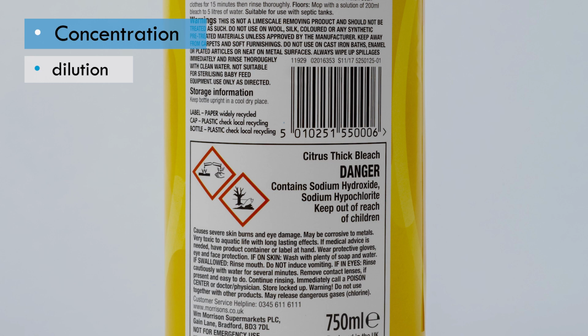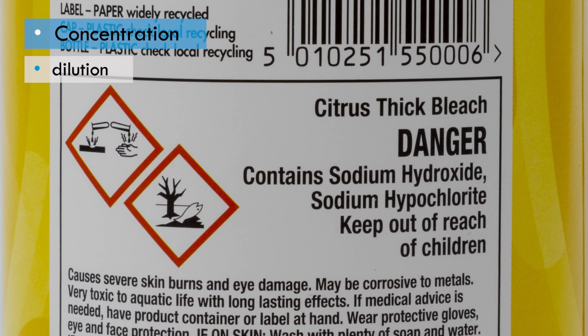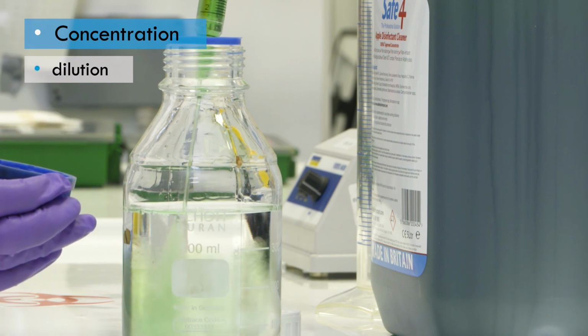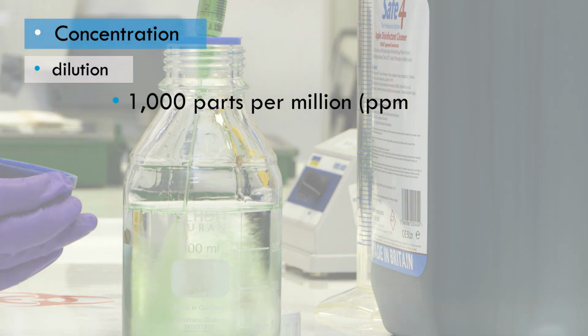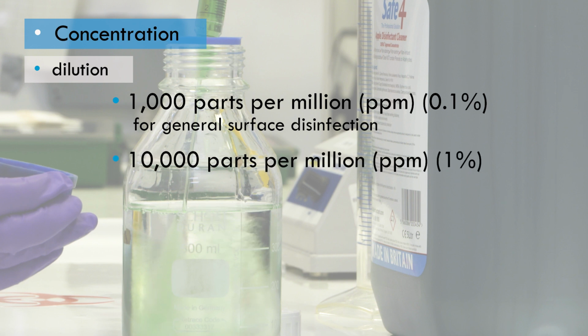The most common active ingredient in disinfectants is sodium hypochlorite, which releases chlorine, usually referred to as available chlorine. Commonly used diluted concentrations include 1,000 parts per million, which equates to 0.1%, used for general surface disinfectant, and 10,000 parts per million, which equates to 1%, used for disinfection of blood spills.